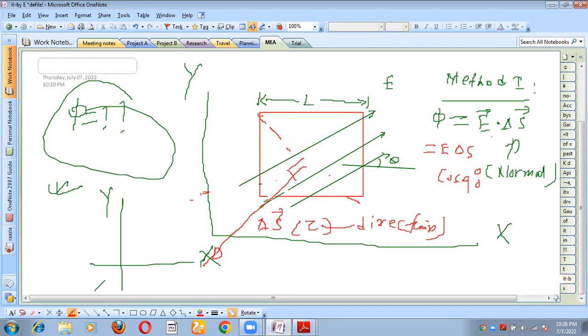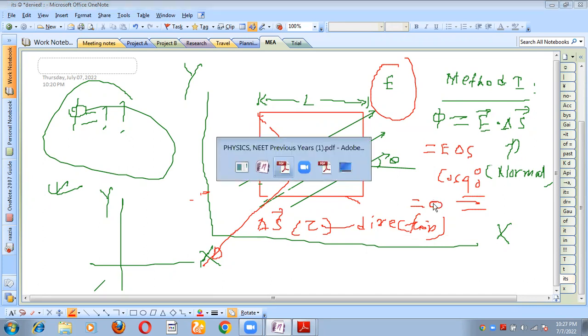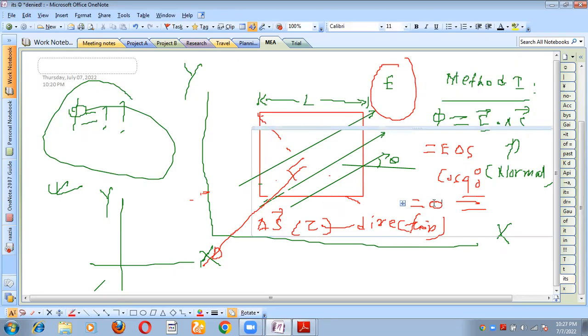So here the electric field is also in the XY plane. The angle between electric field and area vector should be 90 degrees or not? Yes, sir. It means flux will be 0. Getting my point or not? The area vector is perpendicular to the electric field, so flux should always be 0. So here the correct answer is D.